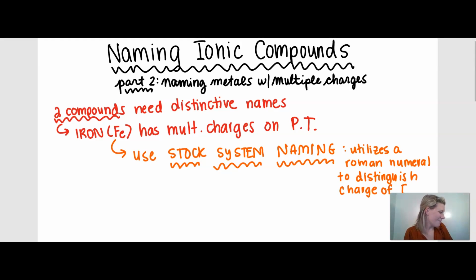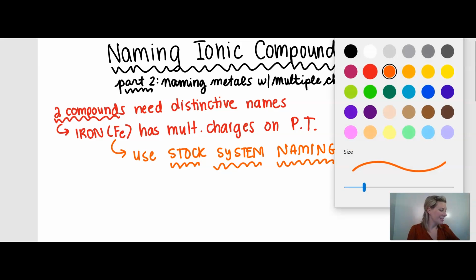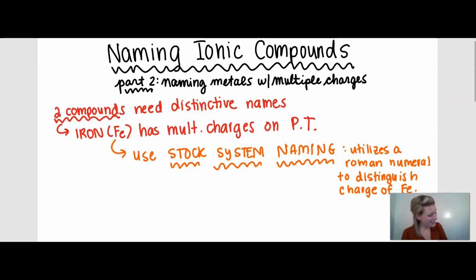of the Fe. So let's go ahead and write out, just like we did with naming binary compounds, an example of a general formula of how we're going to name it. So let's do the Stock system general formula.